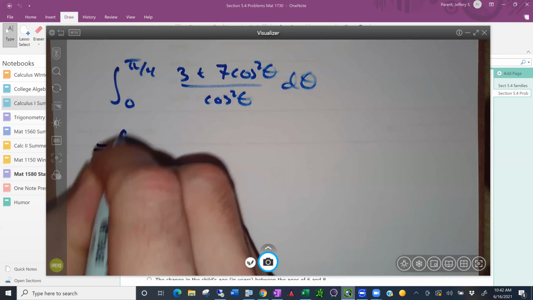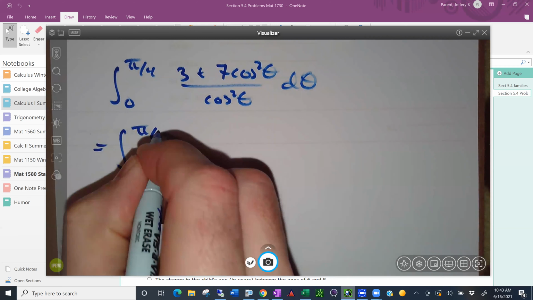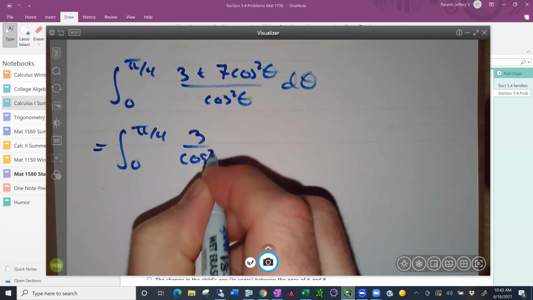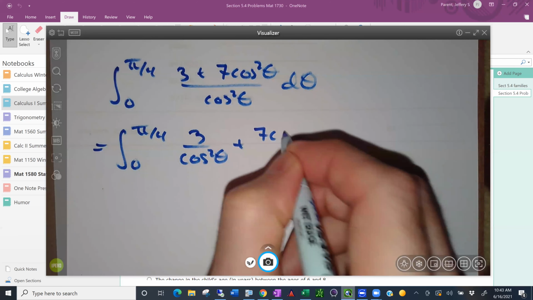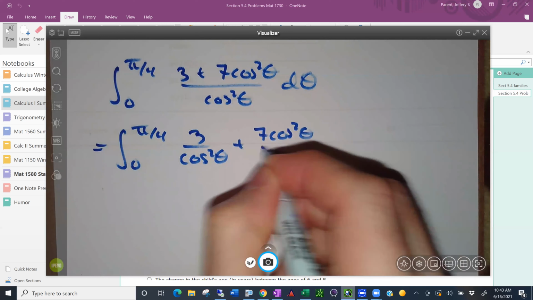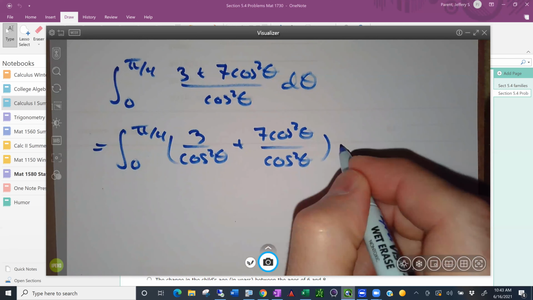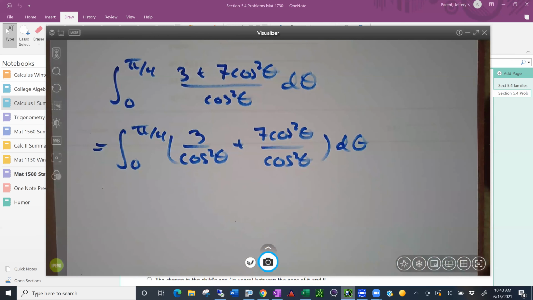The first thing that I would do is rewrite that as 3 over cosine squared of theta plus 7 cosine squared of theta over cosine squared of theta, all that d theta. And I do like to see that differential term there. It does help out and make a difference.